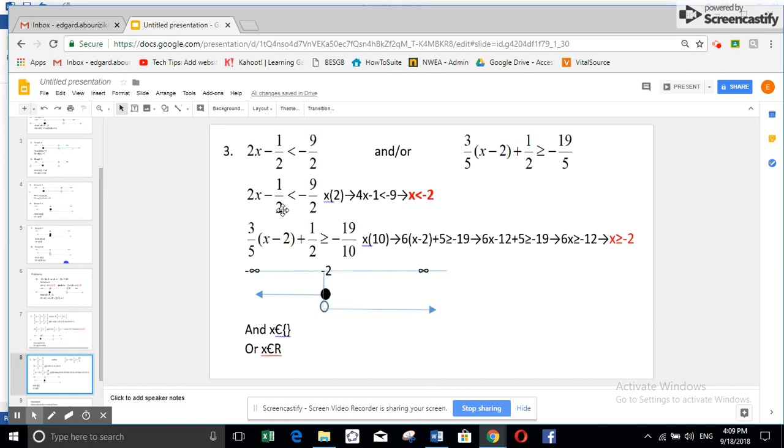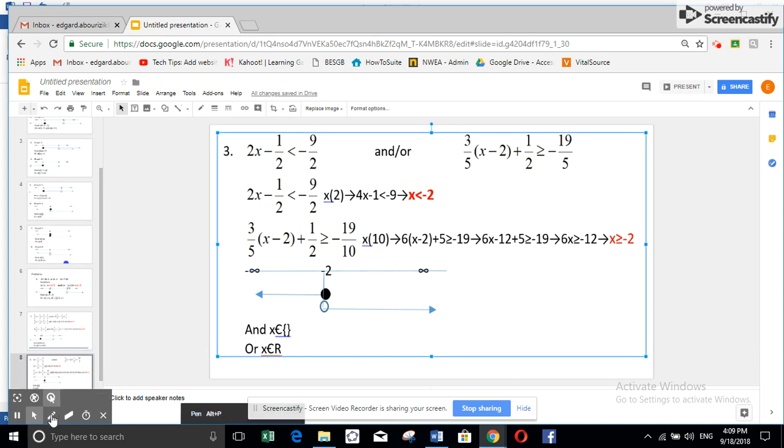The last example is this one. If you multiply by 2 to cancel the denominator, you're going to get 4x minus 1 less than minus 9x less than minus 2. Sorry, here, let me correct it. It must be over 10. There is a mistake. Okay. So if you multiply all by 10, 30 over 5 is 6 into x minus 2. 10 over 2 is 5. 10 and 10 cancel, minus 19.